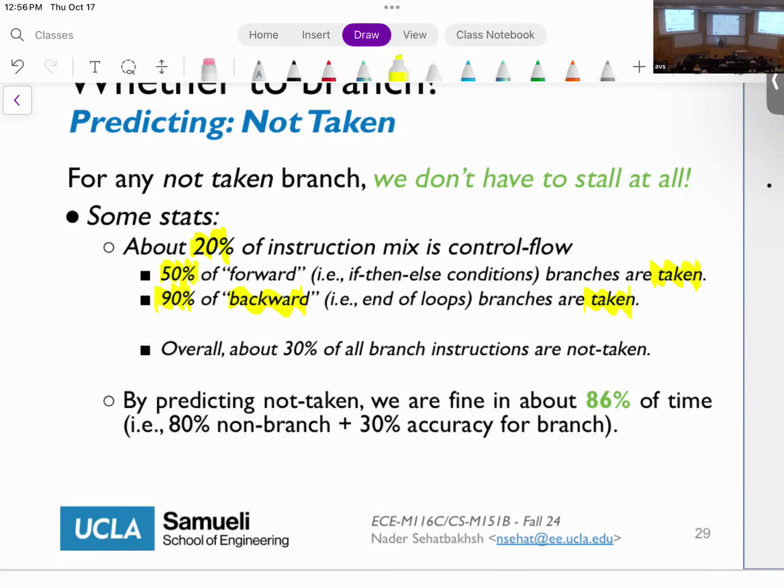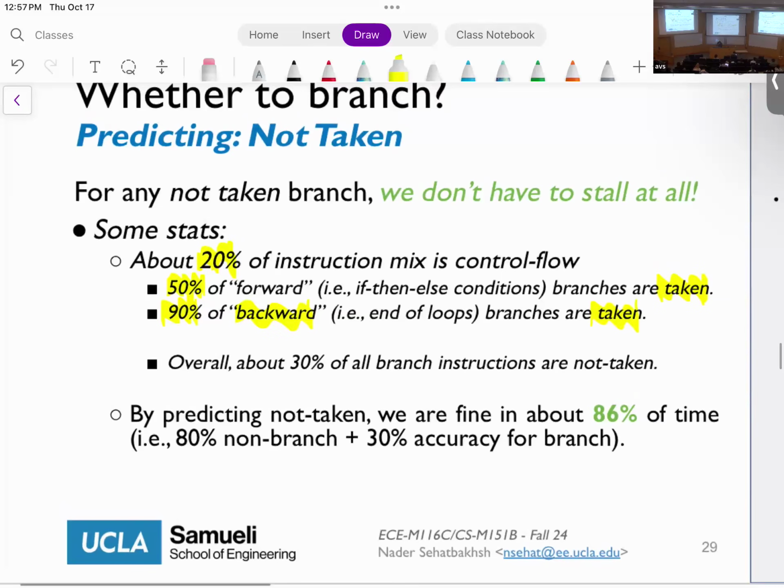So assuming that you have branches that could be either forward or backward, and let's say we have an equal amount of forward and backward branches. Out of the forward branches, think of these as if-thens and else's or jumps. 50% of the time these branches are taken, and 90% of the time backward branches are taken, because these are like for loops and while loops and so on. If you plug in the math, you will see that about 30% of all branches are not taken, and 70% of our branches are actually taken.